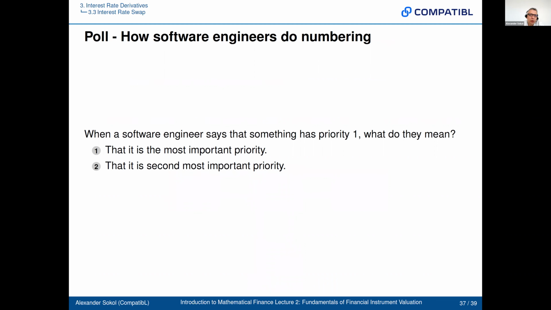Okay, now, in order to price it, we need to count cash flow. So here's a little poll. I'm not even going to try to launch it. So put your hand up if you think that when a software engineer or derivatives valuation analyst says something has priority 1, do they mean it's the most important priority or the second most important priority? First answer, raise your hand if you think it's the most important priority, priority 1.